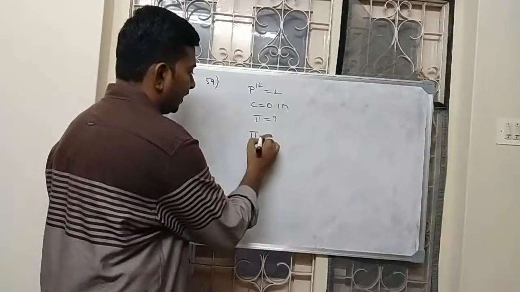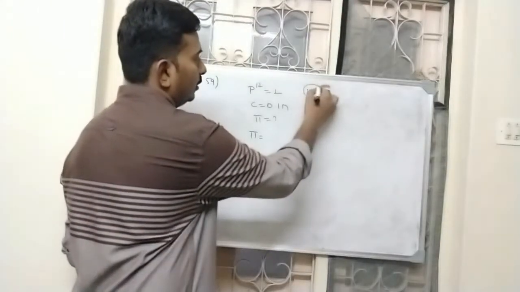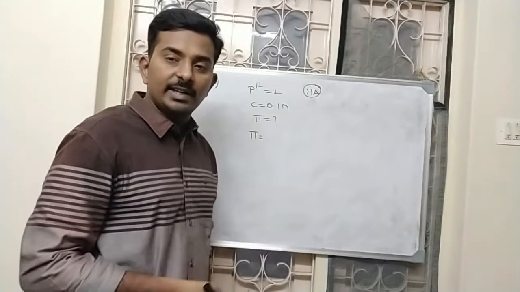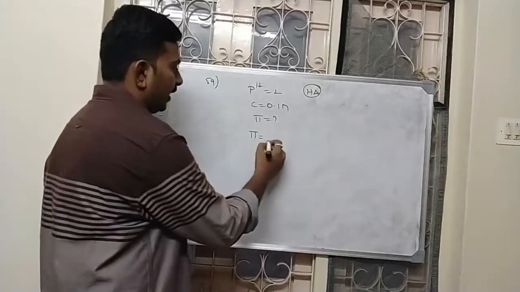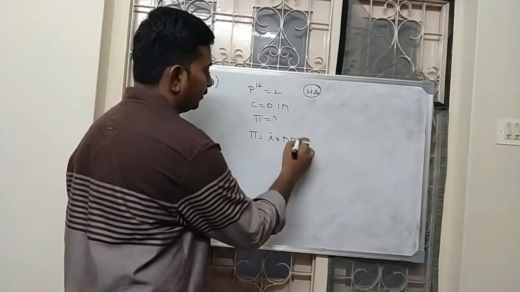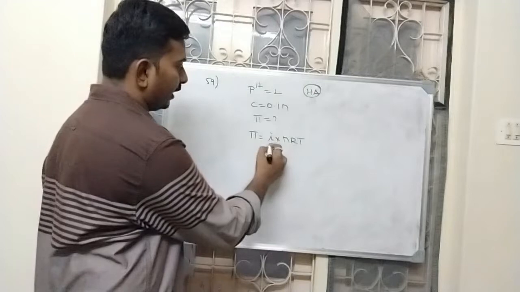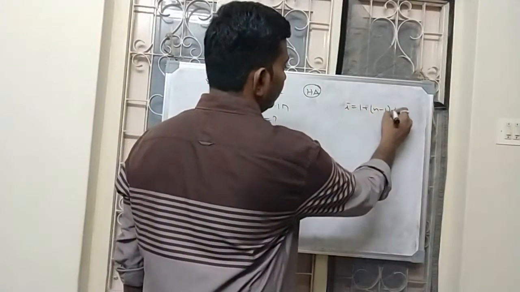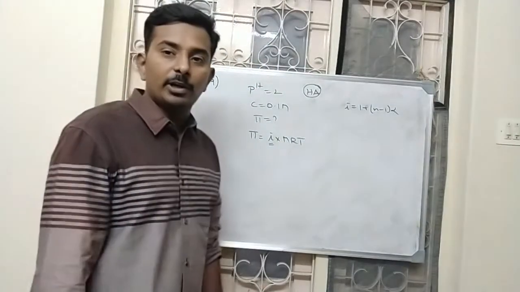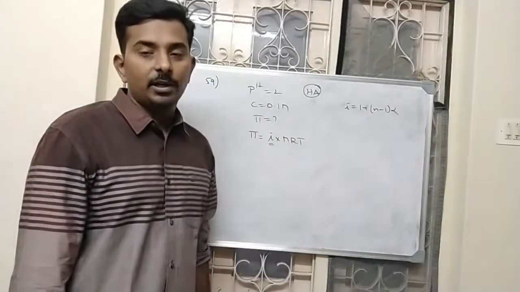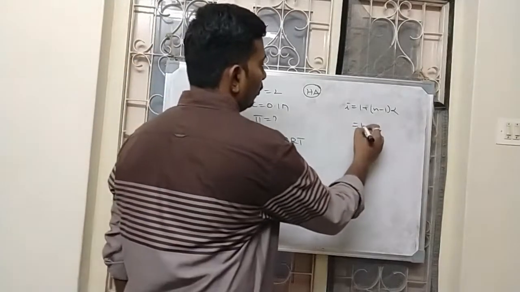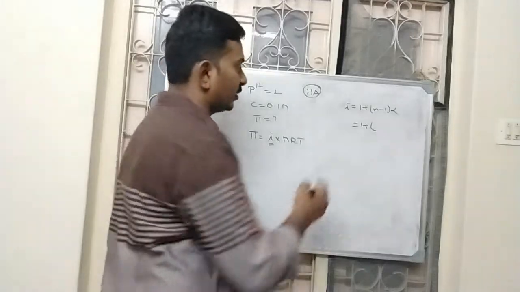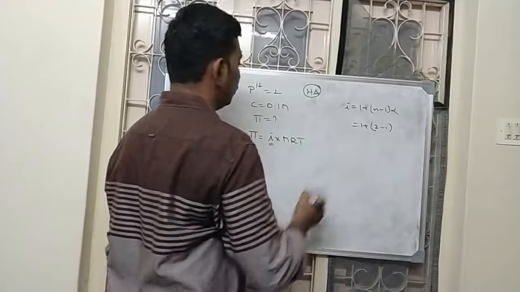So we know that pi, as it is a monobasic acid, means it can produce only one H plus ion. Its basicity is 1. Right? So pi is equal to i into MRT. First I need to calculate the value of i. So i is equal to 1 plus (n minus 1) into alpha, because this undergoes dissociation. So i is equal to 1 plus (n minus 1) alpha, where n value is 2, because from HA you will get 1 H plus ion and 1 A minus ion.